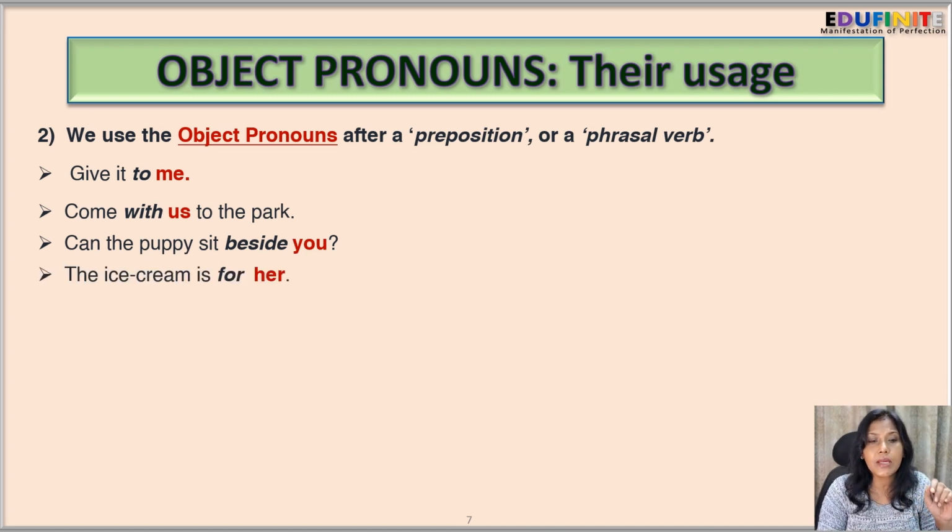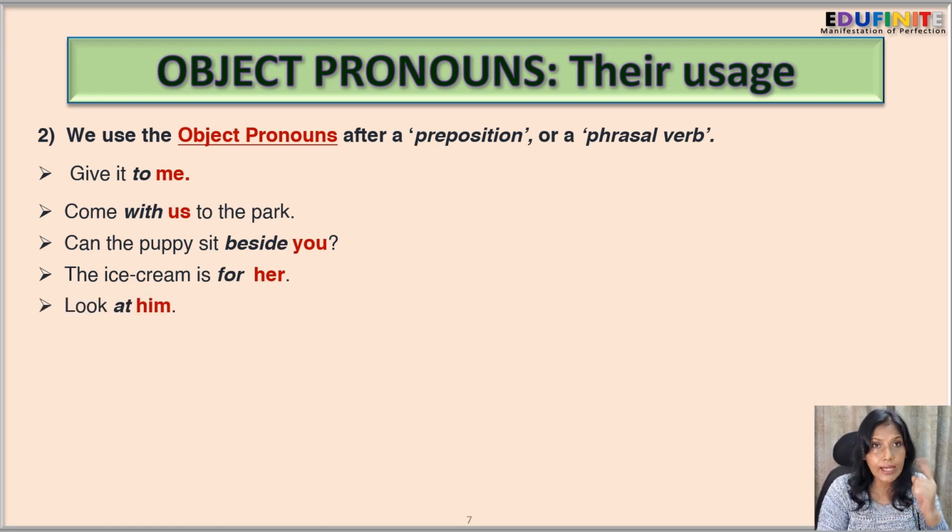The ice cream is for her. Here again, what are we using? Her, representing female. So, for is the preposition. Suppose I've taken an ice cream and it's meant for my friend who is a girl, and maybe there are boys over there and they want the ice cream, and then I tell them, no, it is for her. The ice cream is for her.